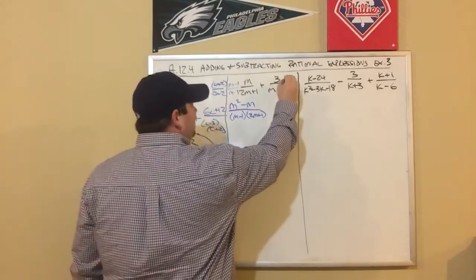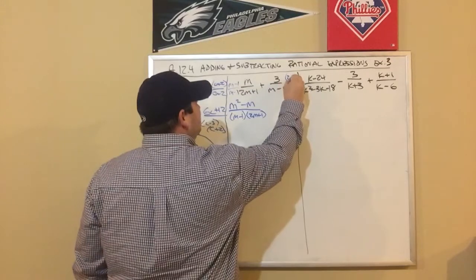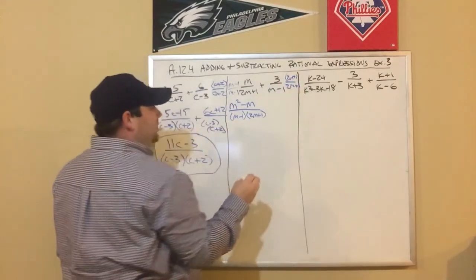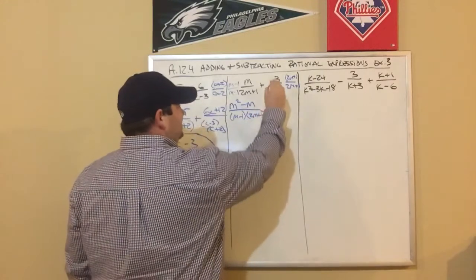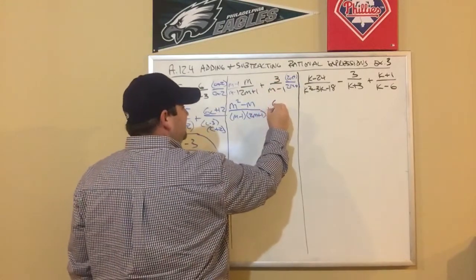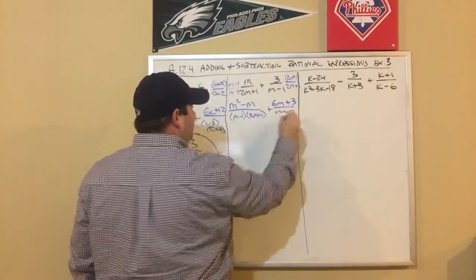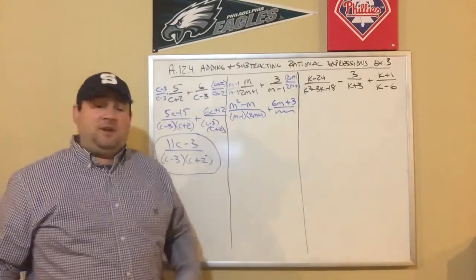Then over here, I'm going to multiply this one by 2m plus 1 over 2m plus 1. I do that, so I distribute the 3. 3 times 2m is 6m. 3 times 1 is 3. And that's all going to be over the same denominator. I'm not even going to rewrite it again.